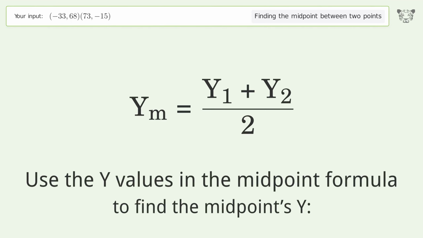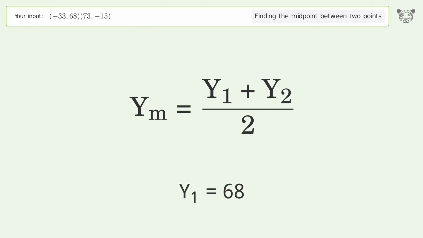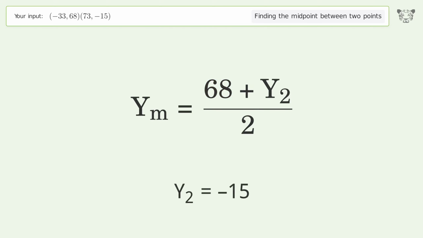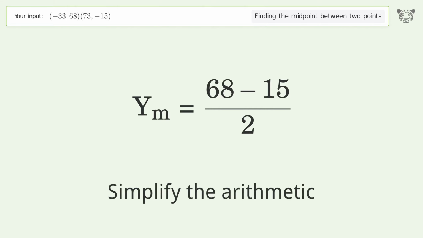Use the y values in the midpoint formula to find the midpoint's y. y1 equals 68. y2 equals -15. Simplify the arithmetic.